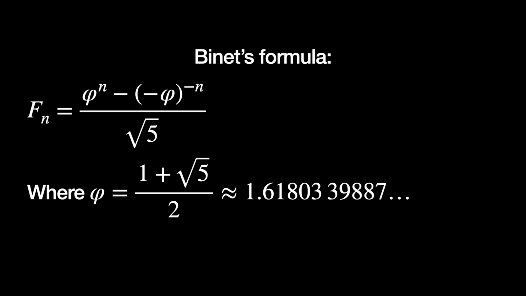And this is called Binet's formula. And it is a closed form solution to the nth Fibonacci number, where phi here is the golden ratio. So rather than writing this whole fancy algorithm, we can just do this computation.